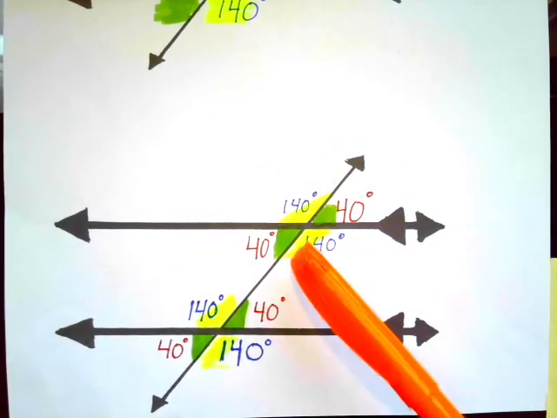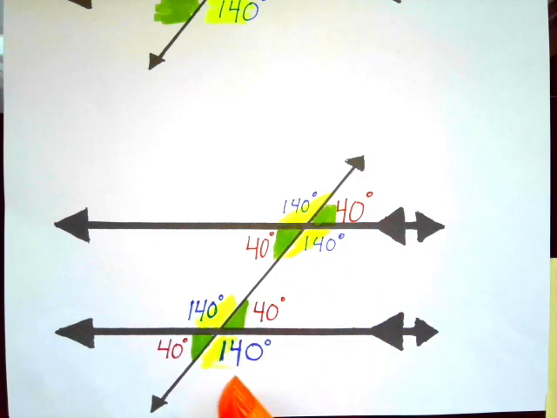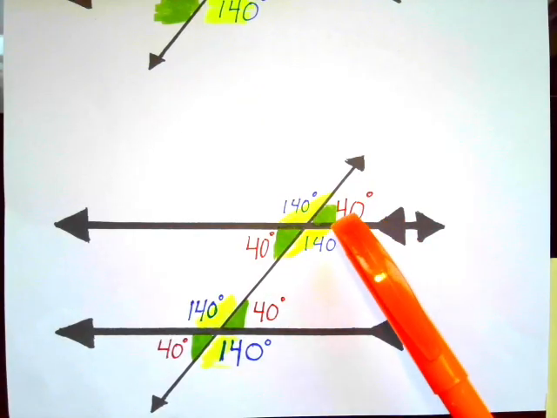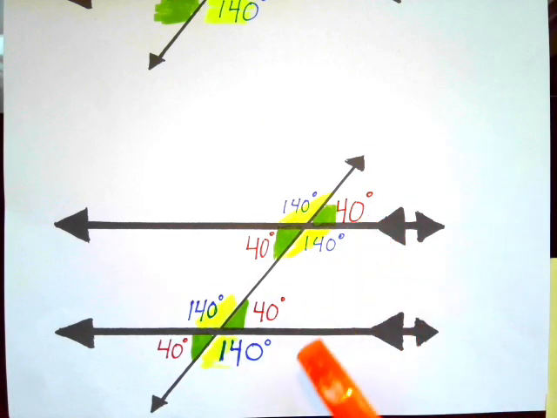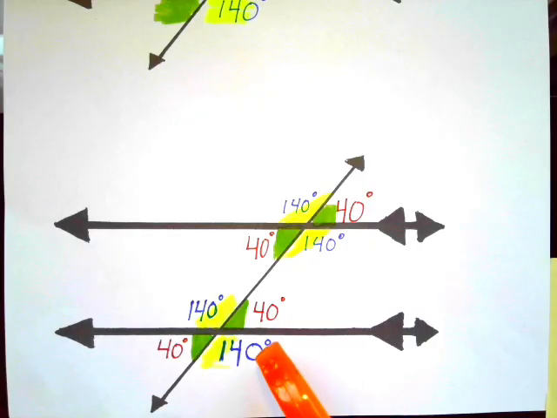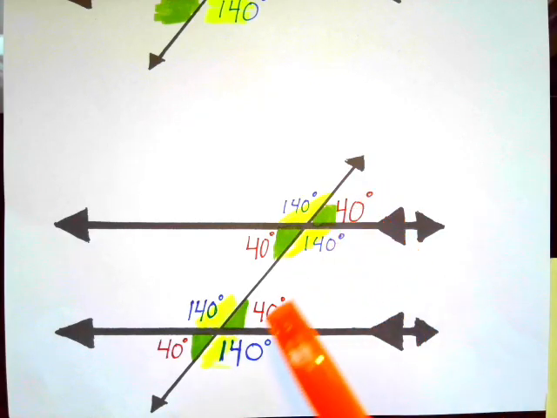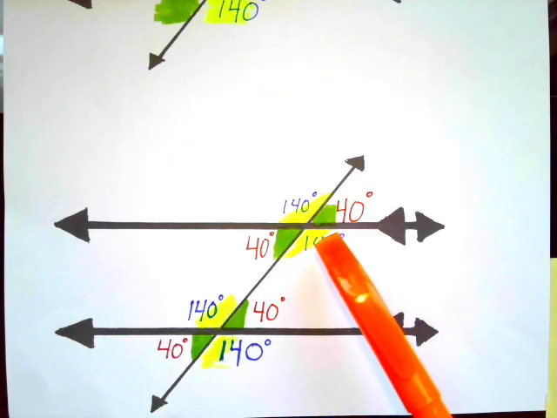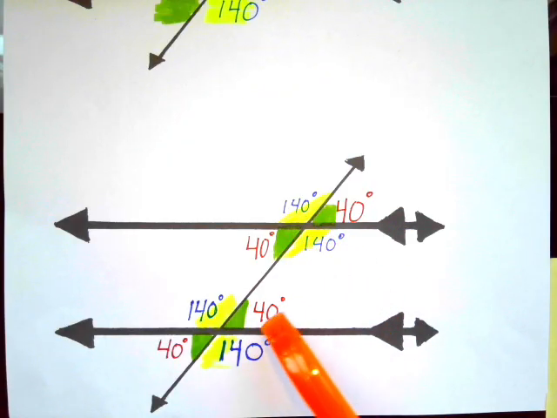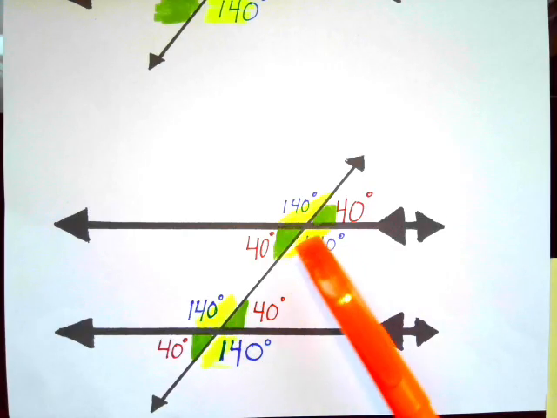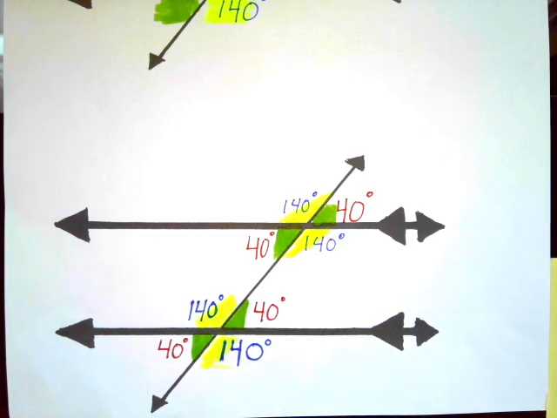So here you can see any angles highlighted in yellow are congruent or equal to each other. Any angles highlighted in green are equal or congruent to each other. Any angle in green, added to any angle in yellow, will give you 180 degrees. 140 in yellow plus 40 degrees in green. These are supplementary angles. They will add up to 180 degrees. So let's get on back to answering that test question.